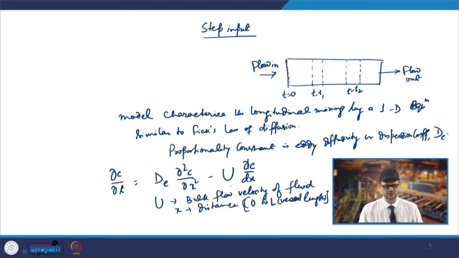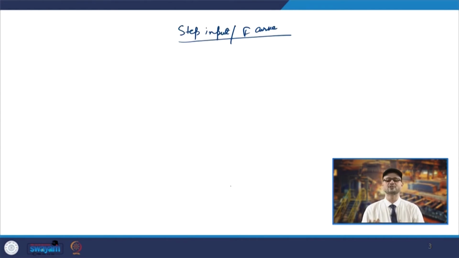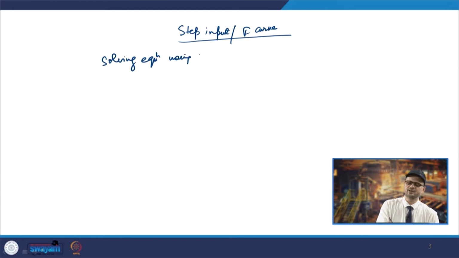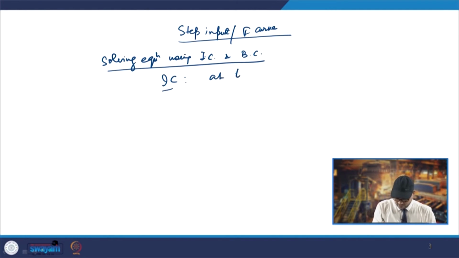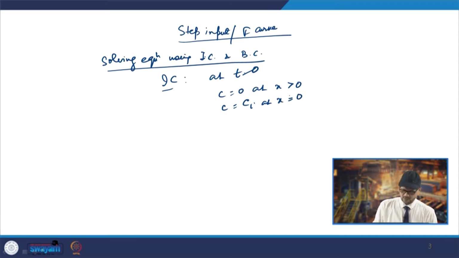So, this was the concentration equation. Now, this equation can be solved, and you will need the initial as well as the boundary conditions. Solving the equation using the initial condition and boundary condition: the initial conditions are, at t equal to 0, C equal to 0 at x more than 0, and C equal to Ci at x equal to 0, because you are putting the tracer there.